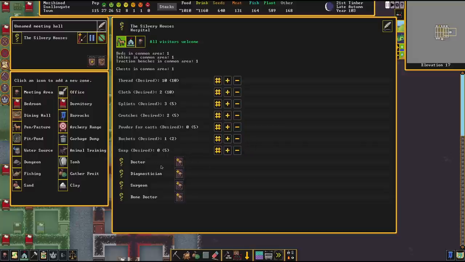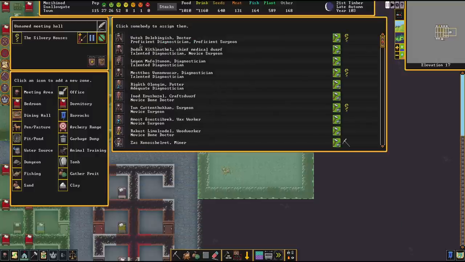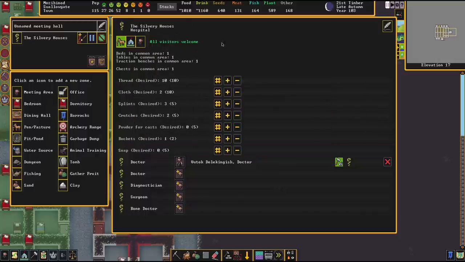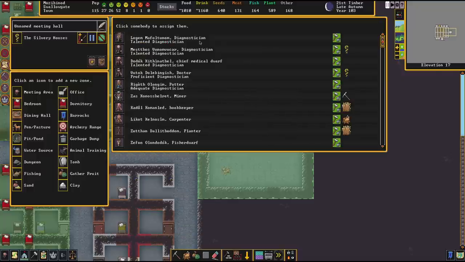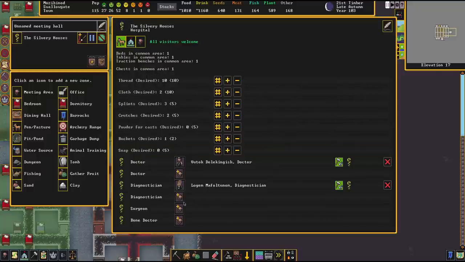Let's get over to the actual workers in your hospital. The doctor does the work of a diagnostician and a surgeon at the same time. So doctors are doing two jobs at once. Diagnosticians and surgeons are then again the split up version of that. Diagnosticians are among the most important people in the hospital because the basic rule of thumb is no diagnosis, no treatment.